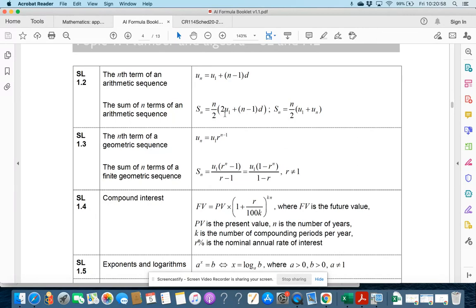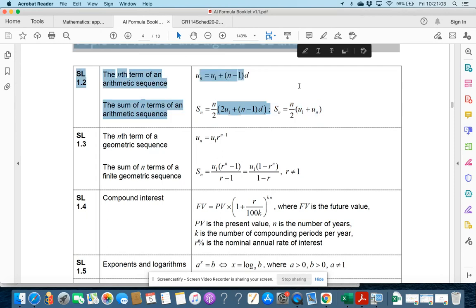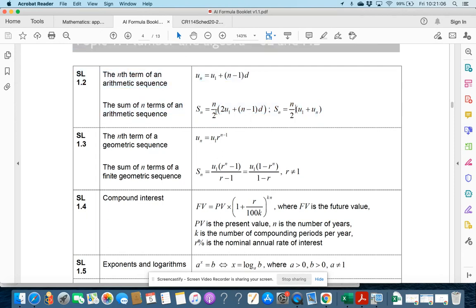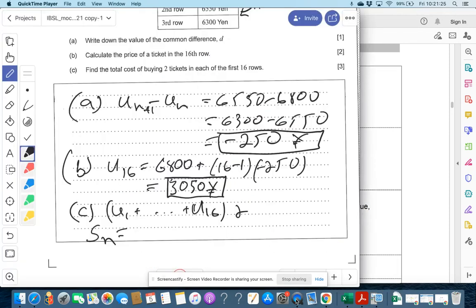So I like the second version here of the series formula because it uses the first and last term. The first version is if we don't know the last term in the sequence, we can determine it by using this formula and substituting. Okay, so I'm just going to take n over 2 times the first term plus the last term. N over 2. First term was 6,800. And the last term was 3050.